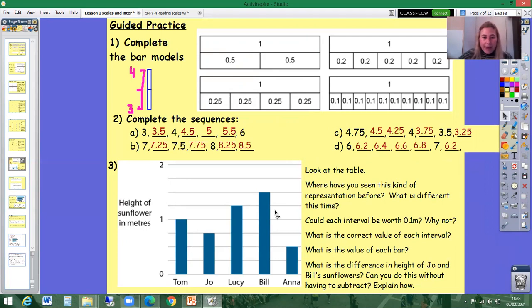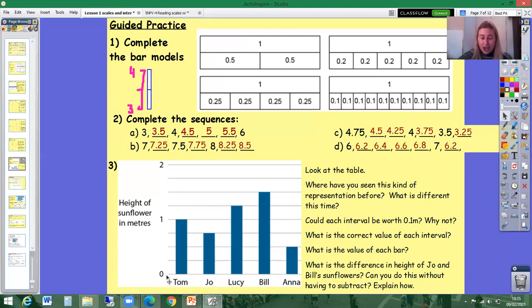Okay. Now for this one, it's looking at the table, thinking about where have you seen this kind of representation before? So hopefully when you've been doing data and reading tables. But it's a bit different this time because we've got a scale counting in 2s with lots of equal intervals in between. So we've got to think about what each one of these intervals would be worth. Could it be worth 0.1? Could it be worth 1 tenth? Well, I don't think so. What did you think? Well, if we counted in tenths from 0, we would not meet 1, would we?